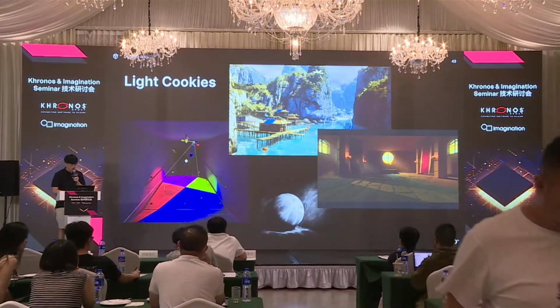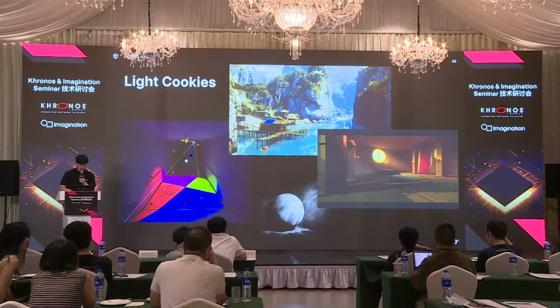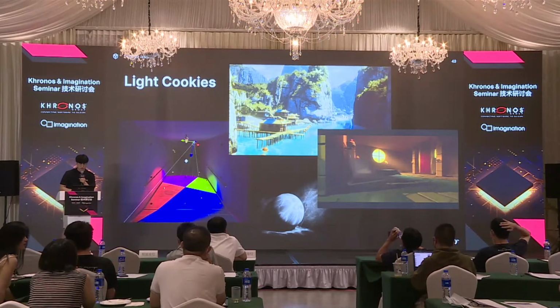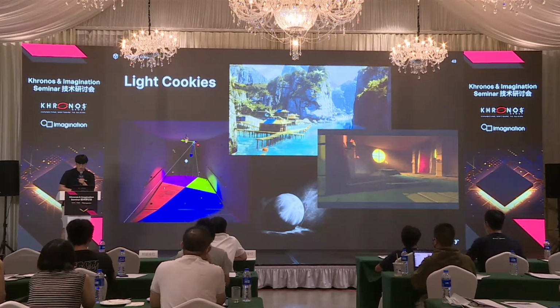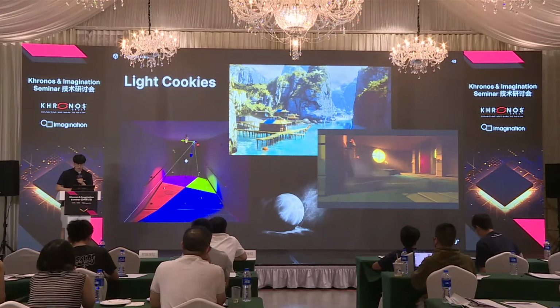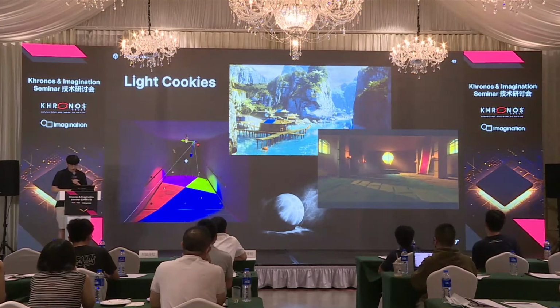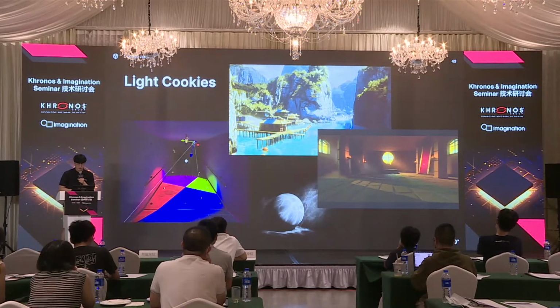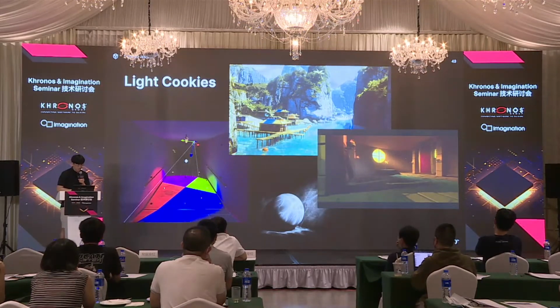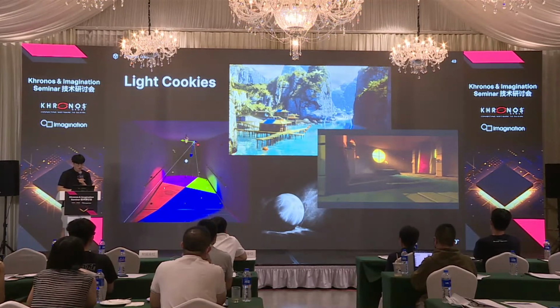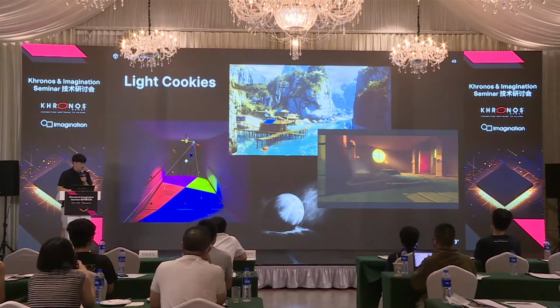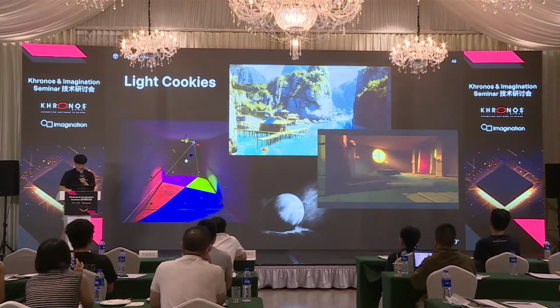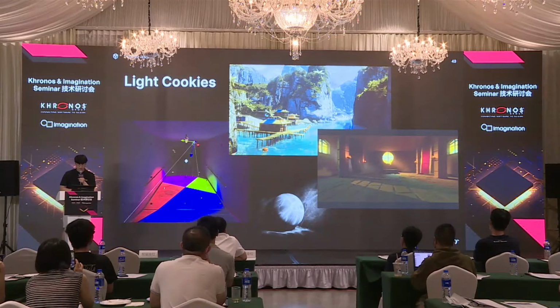Then next is the light cookie. It's a method to use a 2D texture or cube map to realize occlusion or filtering, to apply it on the projection light to create graphics, and it can also change the projected light's color, shape, and intensity. It is used to simulate complex lighting effects, but the runtime performance impact is not great.